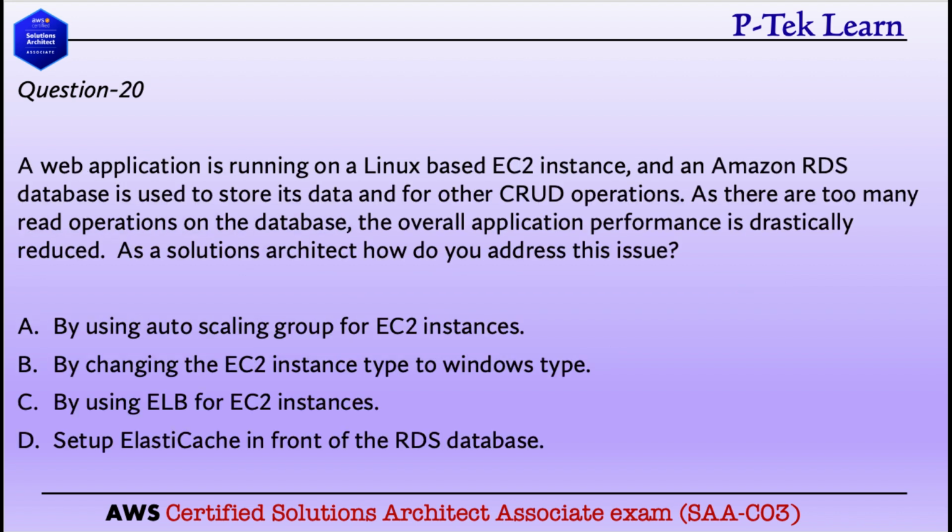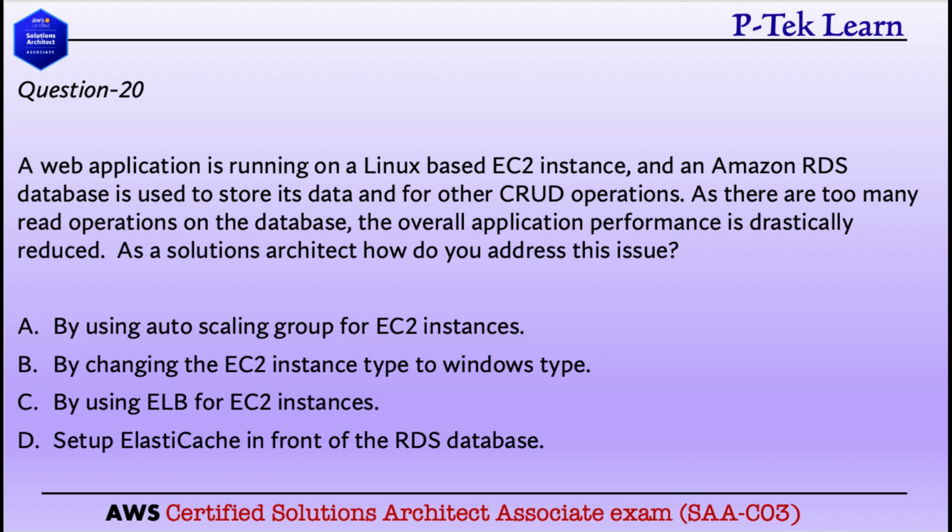Question number 20. A web application is running on a Linux-based EC2 instance and an Amazon RDS database is used to store its data and for other CRUD operations. As there are too many read operations on the database, the overall application performance is drastically reduced. Option A. By using an auto scaling group for EC2 instances. Even if you improve the performance of EC2 instances, because the issue is not with the EC2 instances, the problem will not be resolved. The issue is at the database end.